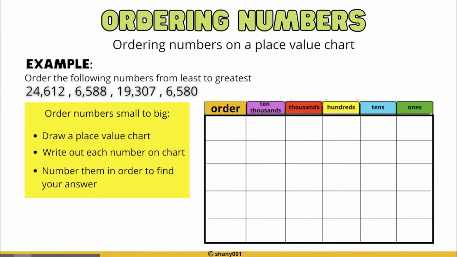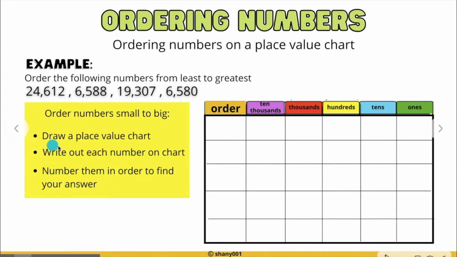Ordering numbers on a place value chart. Example: order the following numbers from least to greatest. 24,612, 6,588, 19,307, 6,580. Let's go ahead and look at the 3 important steps.